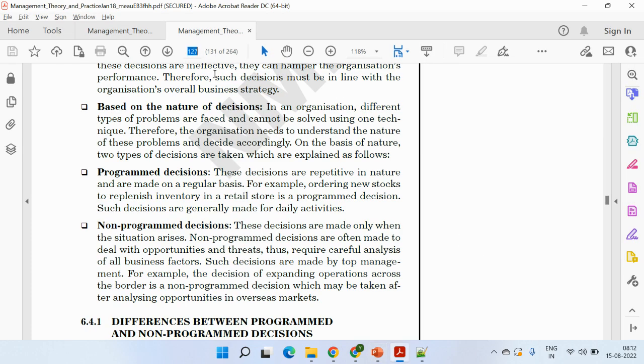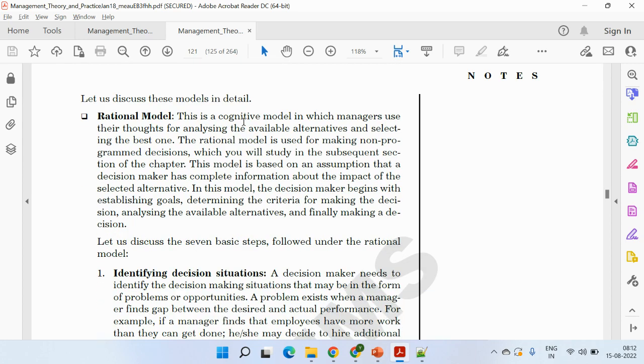Going to page number 121. If we talk about the rational model, here we just need to think about certain alternatives. If we have so many employees, what is the alternative? The very first alternative is maybe we can just fire those employees. That's the first alternative.